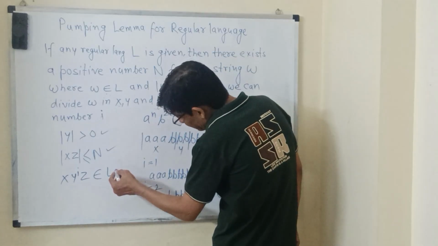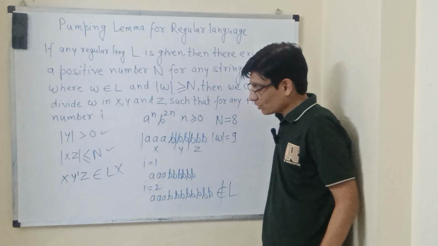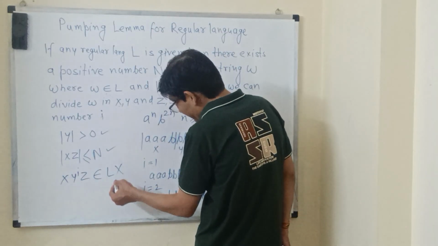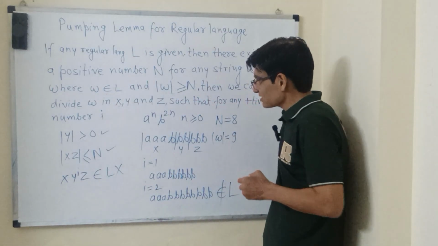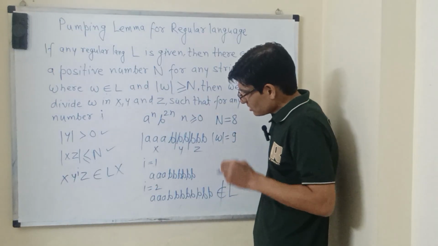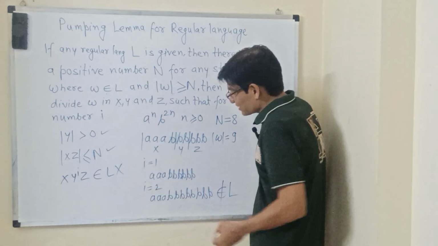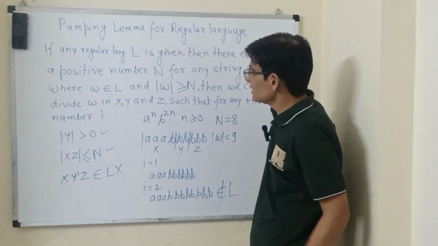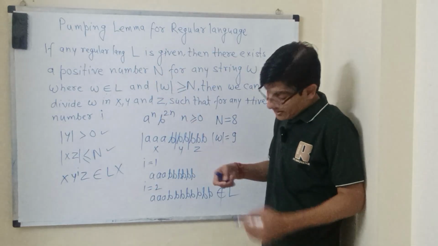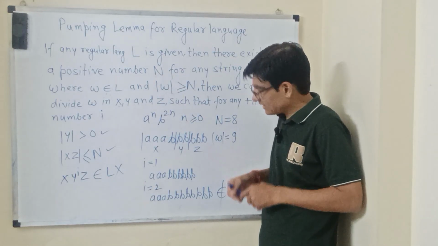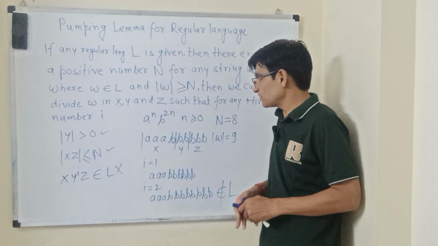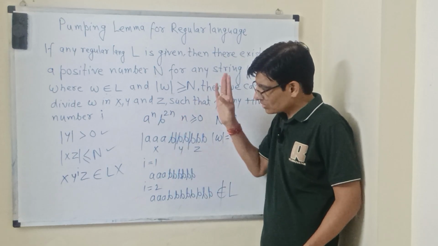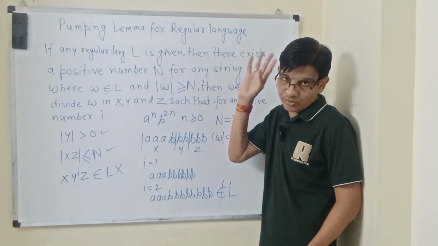So this condition is not getting satisfied for all values of i, and that means this language gives a negative result for this test. So it means this language is a non-regular language. This n is known as the pumping length of string W, and this i can have any value starting from 0 to any positive number.